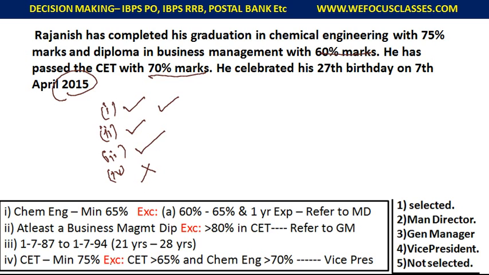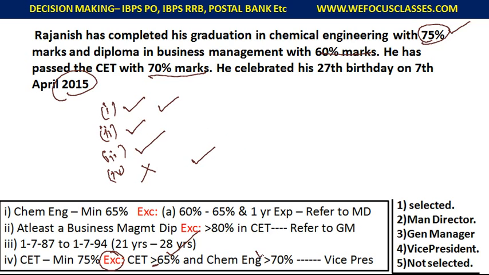Is there any exception for the fourth condition? Yes. So what is the exception? Set he has to get more than 65%, greater than or equal to 65%. But he got 75% of the marks. So this exception is qualified. And he has to get more than 70% marks in the chemical engineering degree. In chemical engineering degree, how many marks did he get? He got 75% of the marks. So chemical engineering also qualified. So both are qualified.